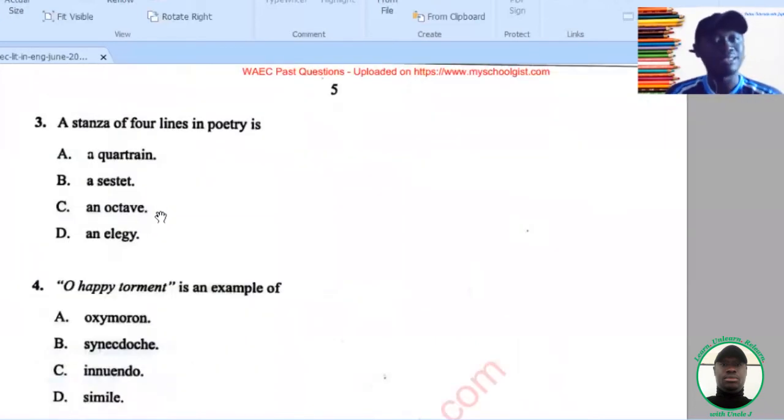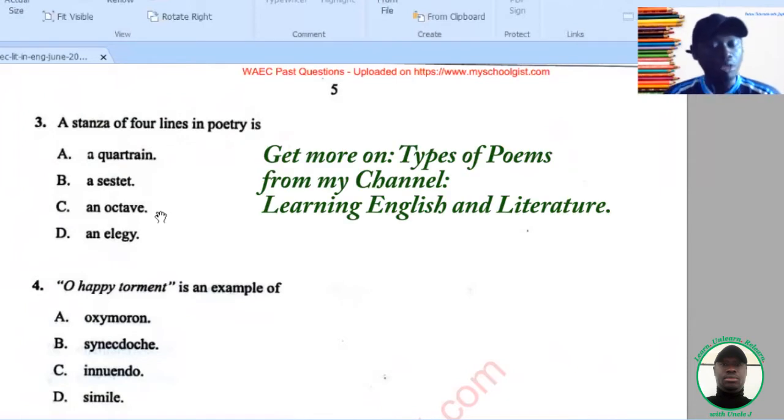Okay? Question 3. A stanza of 4 lines in poetry is called A. Quatrain, B. Sestet, C. Octave, D. An elegy. A quatrain is a poem of 4 lines. A sestet is a poem of 6 lines. An octave is a poem of 8 lines, while an elegy is a poem written to honor the dead.